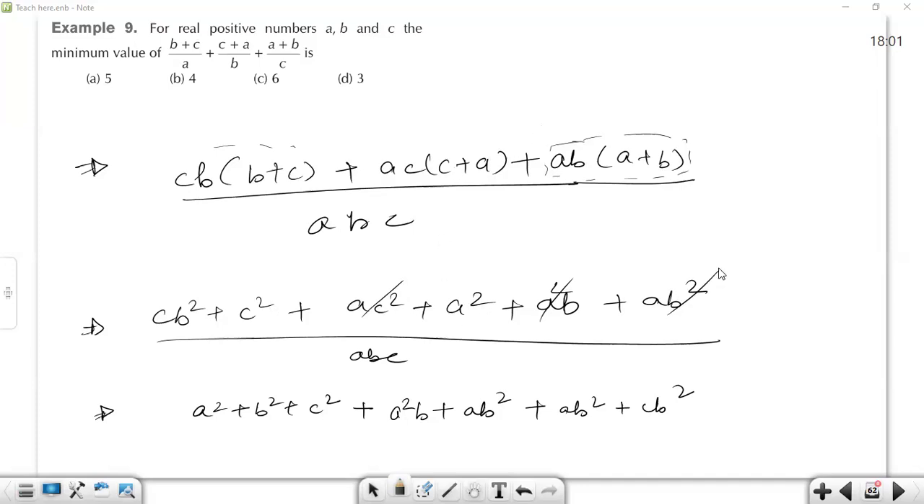So this term is done, this term is done, and this term is also done. Wait, we are making a mistake. Here, c b square plus c square b should be here, and a c square plus a square c will be here. Yeah.